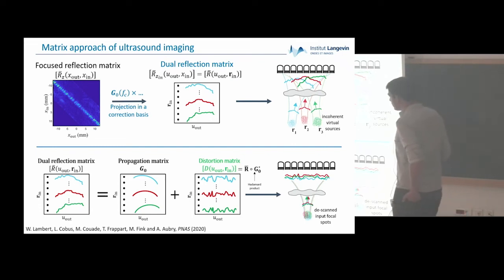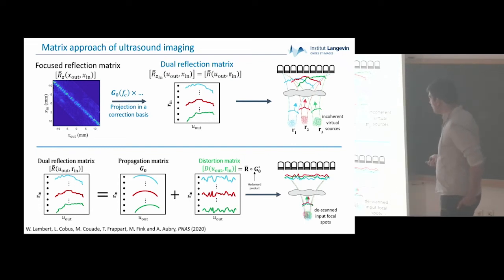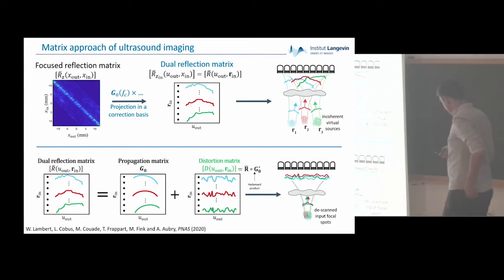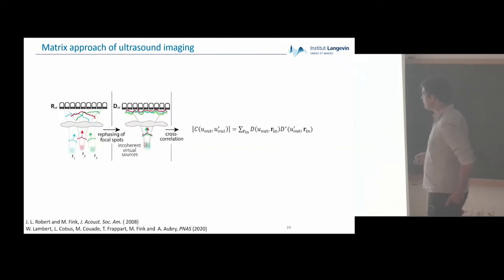And if your aberration is spatially invariant, they will look the same, okay? There is only a random coefficient due to the random reflectivity of the medium, but otherwise they are the same wavefront. And then you have strong correlation on this distortion matrix, and this is what you're going to exploit to retrieve the aberration phase transmittance.